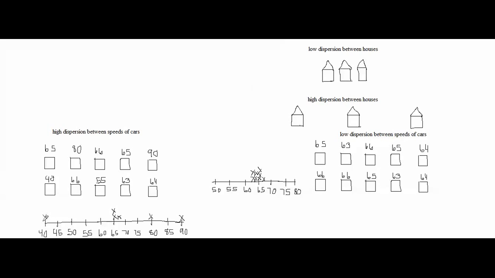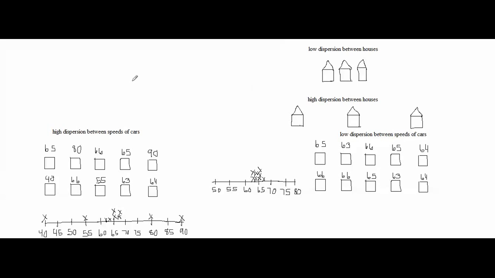We have 40 right here. We have another 66 and a 55. 63 would be about right here, and then 64 would be about right here. So notice how these speeds are spread out far apart from each other on this number line. They're spread out across this wide distance. So this is a high amount of dispersion between the speeds of the cars, unlike over here where we had a low amount of dispersion between the speeds because the speeds of the cars were all very similar and close to each other right here.